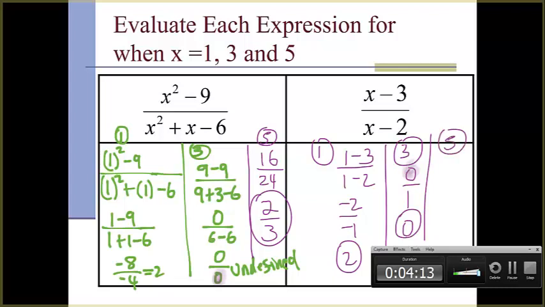Plugging in 5, I get 5 minus 3, which is 2, and 5 minus 2, which is 3. So you get 2/3, done. So all that is just practice in plugging in values for x, and like that.